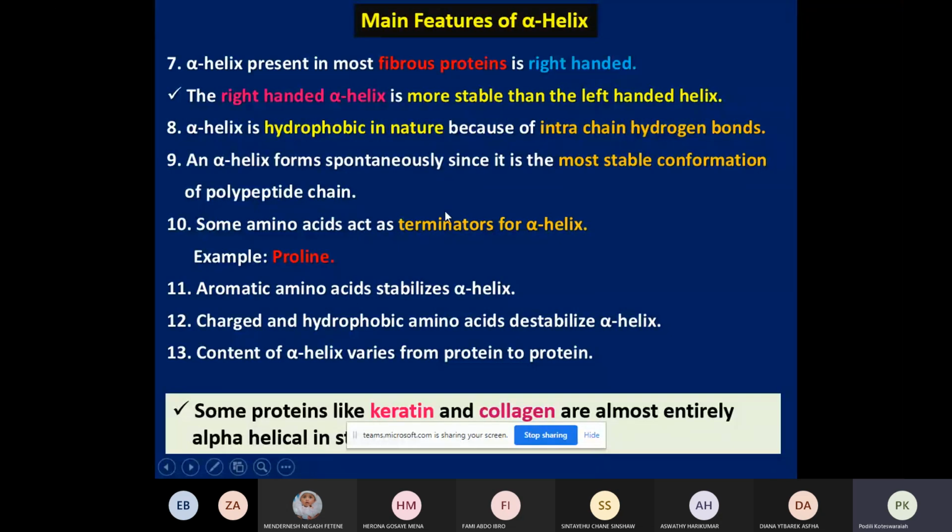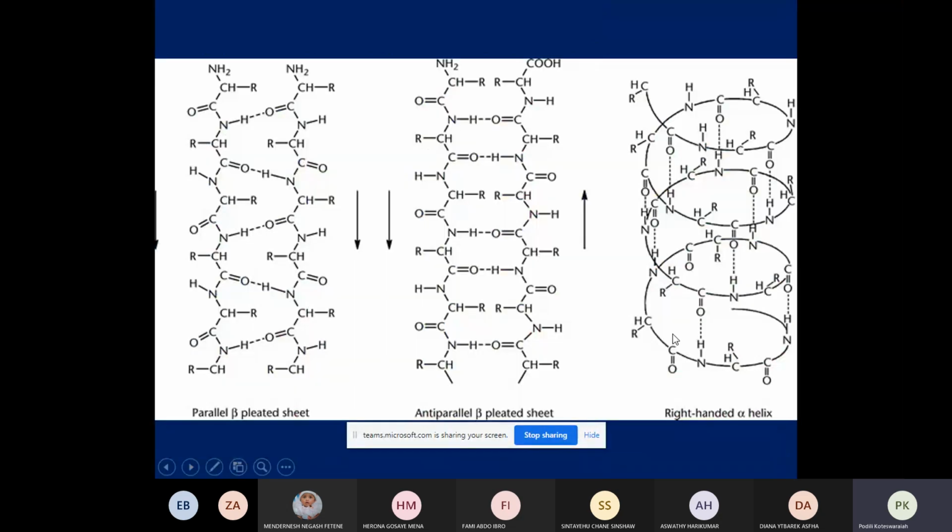And in this alpha helix, some amino acids can stabilize the alpha helix, some amino acids can destabilize the alpha helix, and especially proline acts as a helix breaker or helix terminator. And some proteins like keratin and collagen almost have the alpha helix.